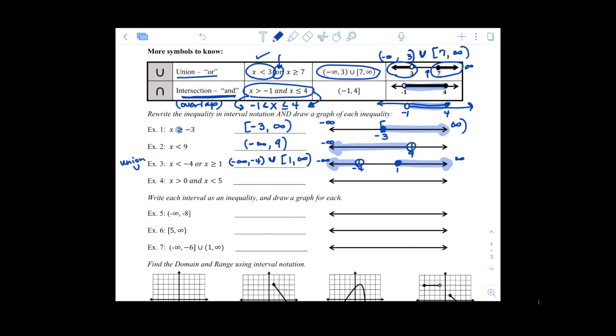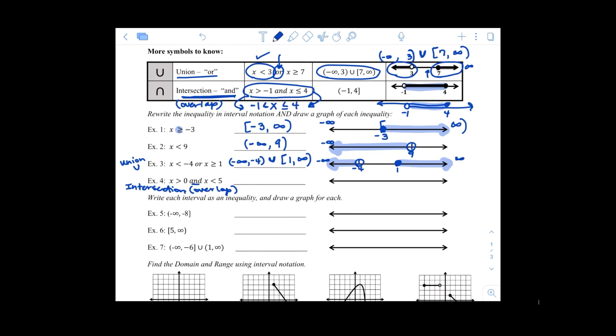Number 4 is an AND. It said the word and. That's an intersection. Remember, an intersection is simply the overlap. It has to satisfy both. So we're going to have one interval. It's going to be caught in the middle more often than not. It doesn't have to be, but it often is.